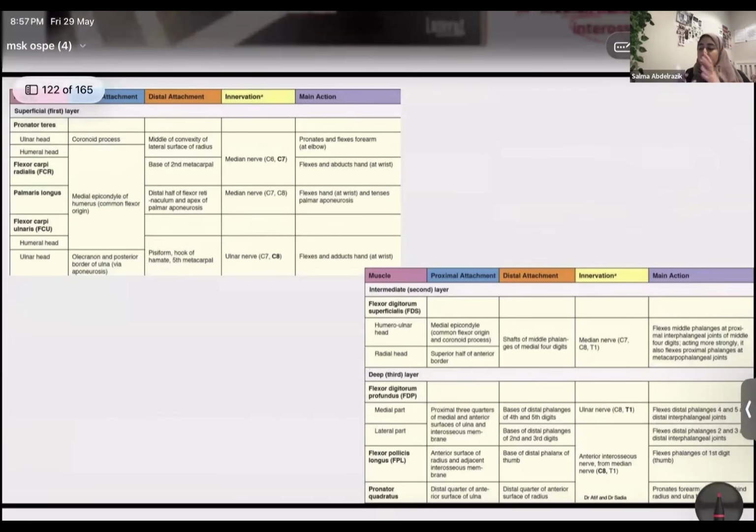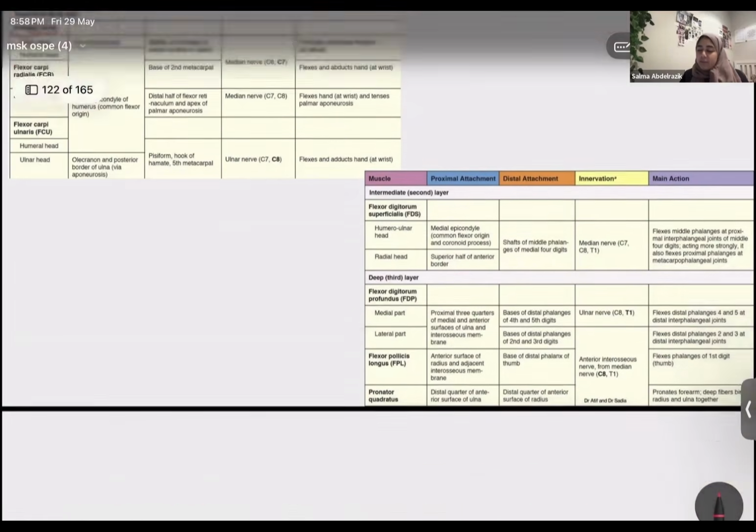Cool. And this is the table the doctor put for you. It has the muscle, the proximal attachment, distal attachment, innervation, and main action. I suggest you go through it, it summarizes everything. So at least if you are hesitant about what to write in the exam, you can write anything from these.